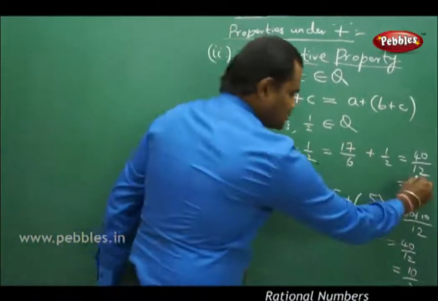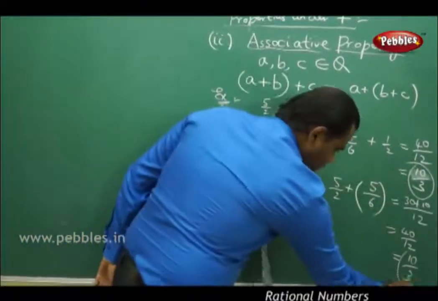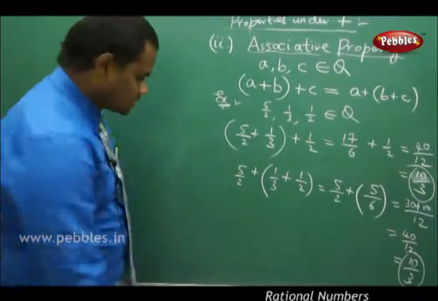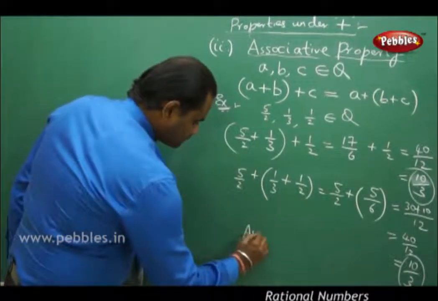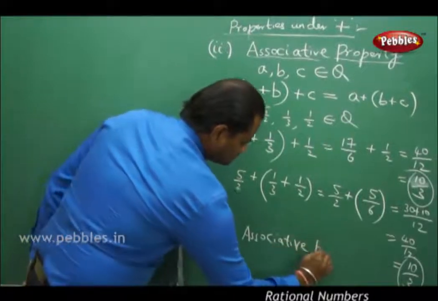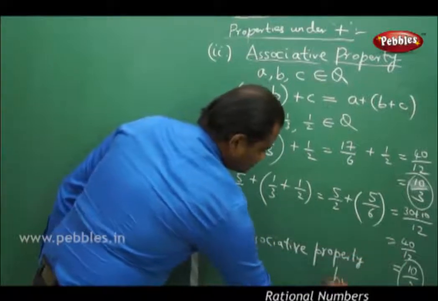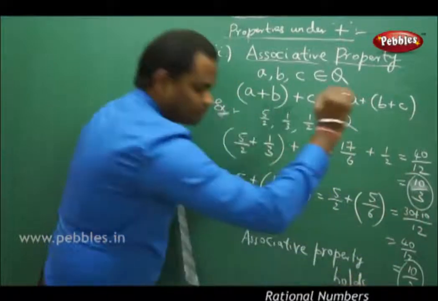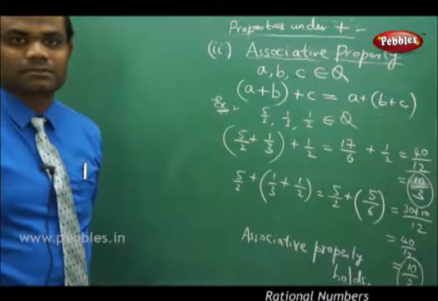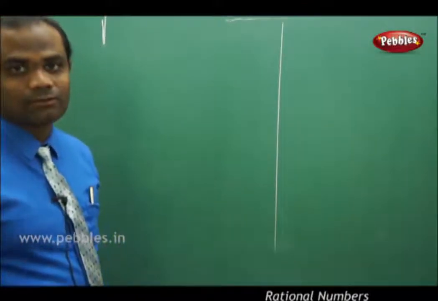Now I see that the left hand side, which I got as 10/3, also gives me 10/3 on the right hand side, thus proving associative property holds. Associative property holds in this case. And the third property is the existence of identity.